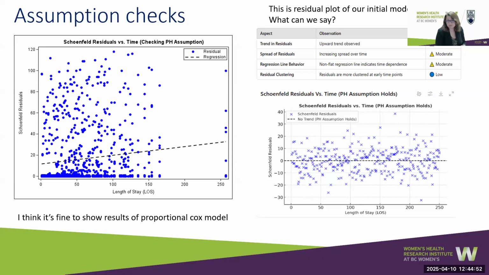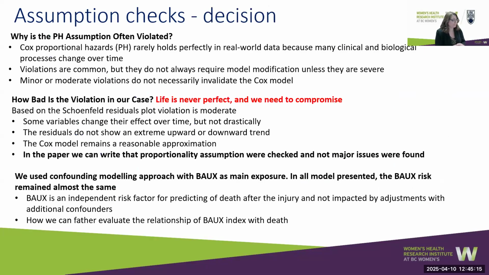Life is not perfect, and you will never have all the assumptions for the Cox model hold for all variables. So you need to do everything by the book, look at it and say, can I live with it? Can I still present the Cox model? And in this case, I think you can present the Cox model, and I'm going to explain why.